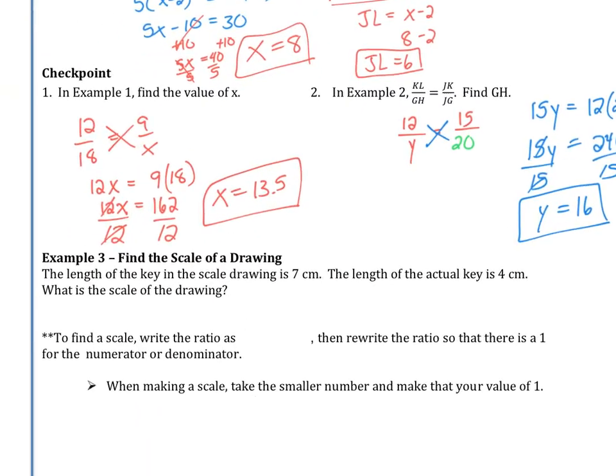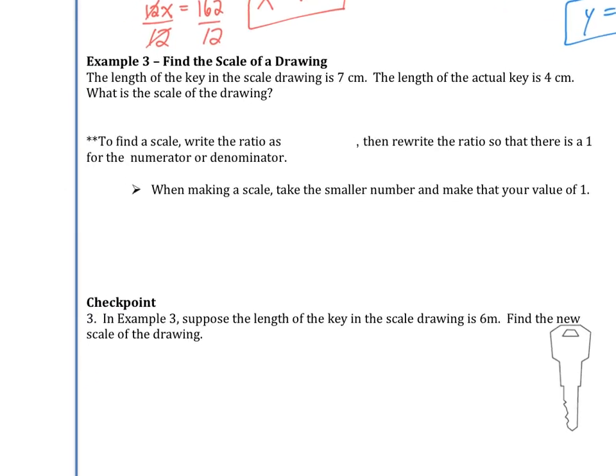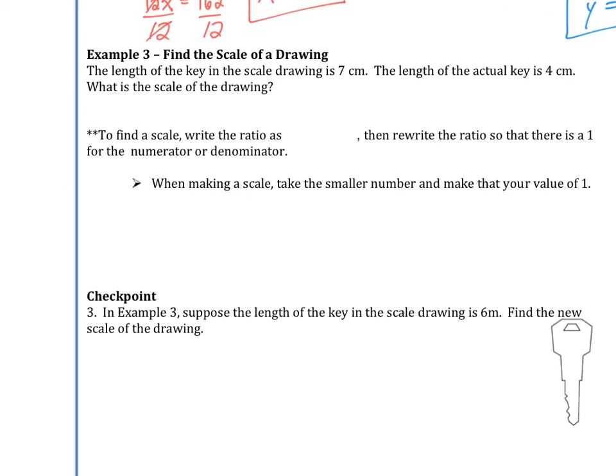Okay, now we get into the scale part. The length of the key in the scale drawing is 7 centimeters. The length of the actual key is 4 centimeters. What is the scale of the drawing? So to find a scale, we want to write the ratio of model over actual, and then rewrite the ratio so that there is a 1 for the numerator or the denominator. So when making a scale, we take the smaller number and make that your value 1.